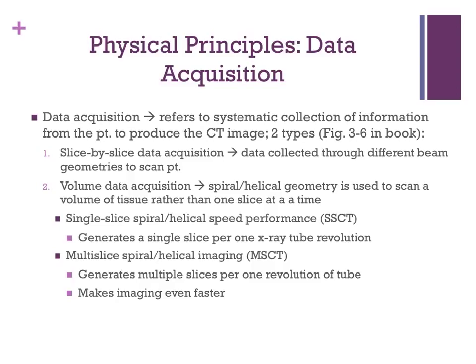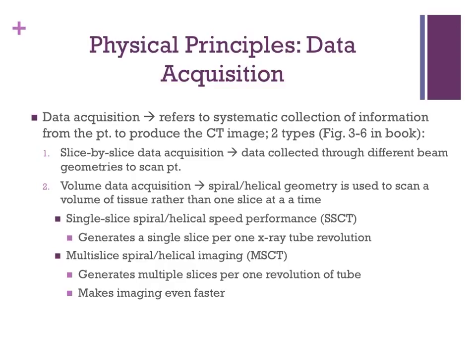The physical principles and technology of CT include 3 processes that we discussed in Chapter 1: data acquisition, data processing, and image display, storage, and communication. But we will go into a little more depth right now regarding all 3 processes.